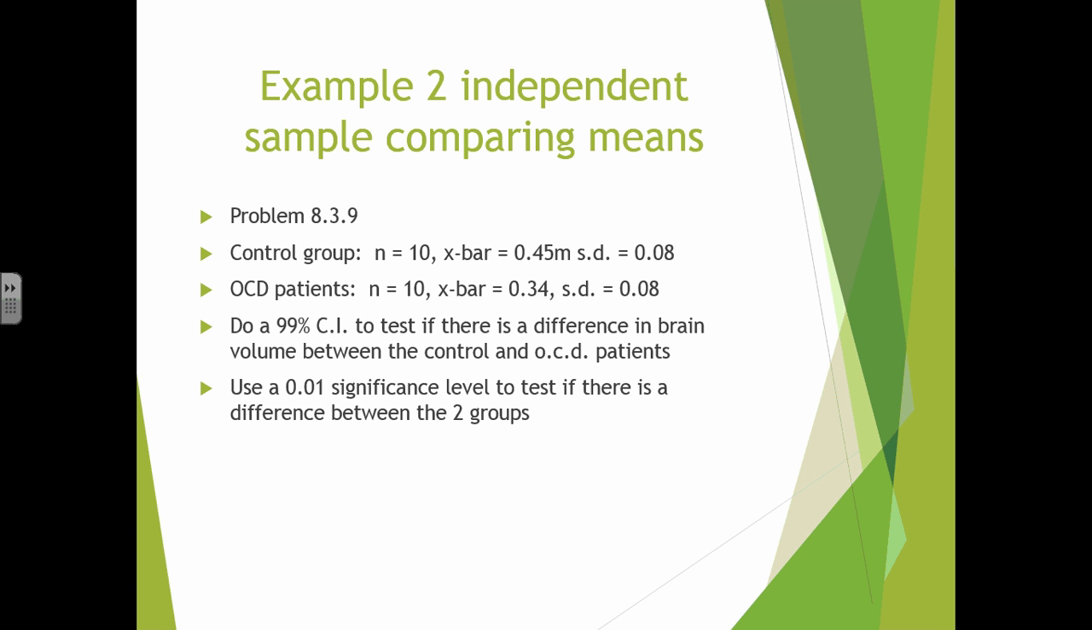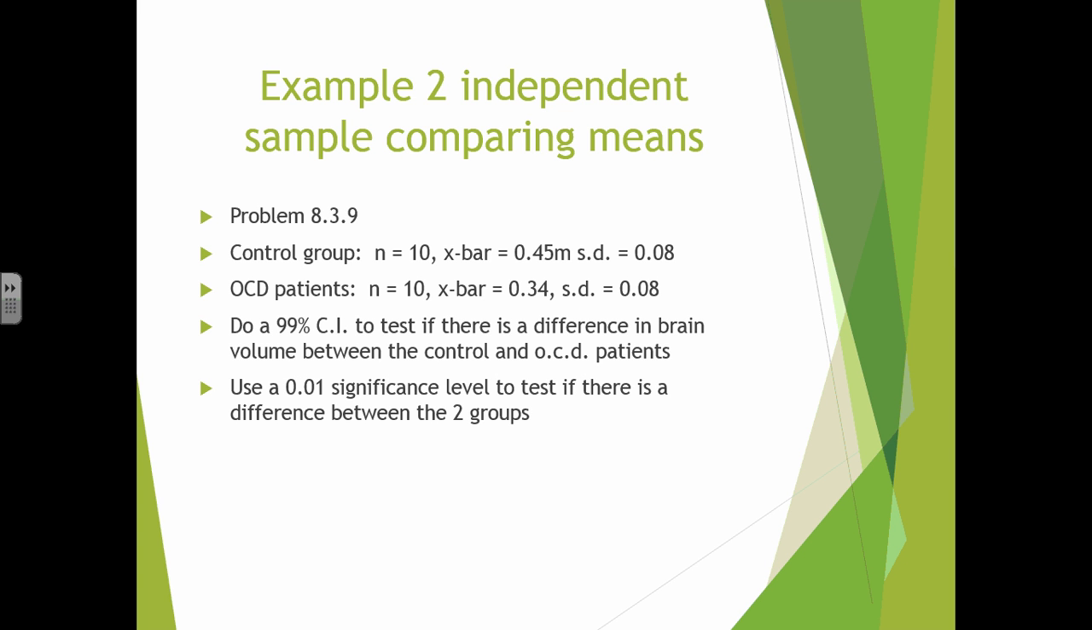So this is an example from your book. We're going to look at problem 8.3.9. We have two groups of patients, and we're comparing their brain volumes between a control group and a group of obsessive-compulsive patients.